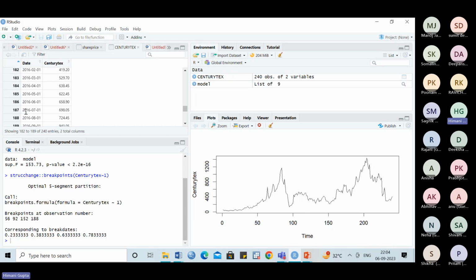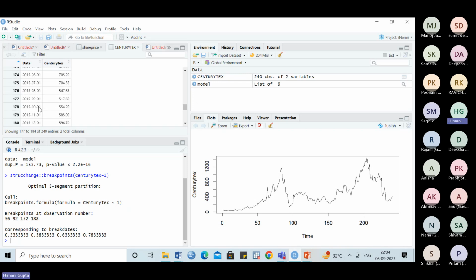If I'm going to see 188, it's around 2016. And I already told you that in 2015-16, there was a Russian crisis. So this can be one of the factors. Maybe the export and import is being affected because Century Textile is a textile company. Maybe this can be the reason. Or if this is not the reason, just find out by studying the Century Textile details what has happened in 2015 or 16, because this will give you the near about point.